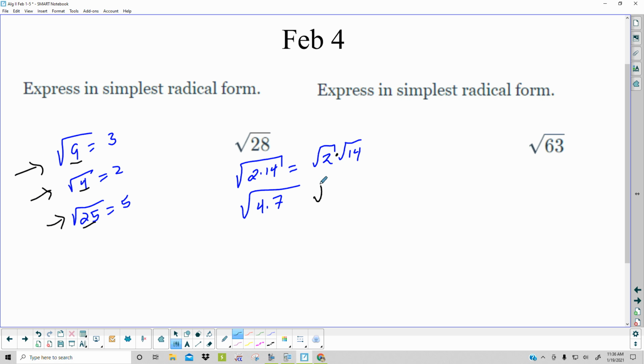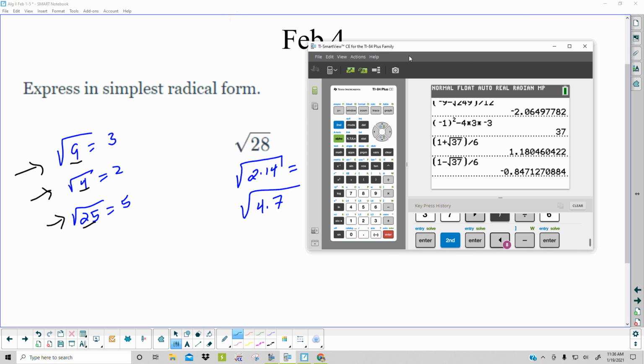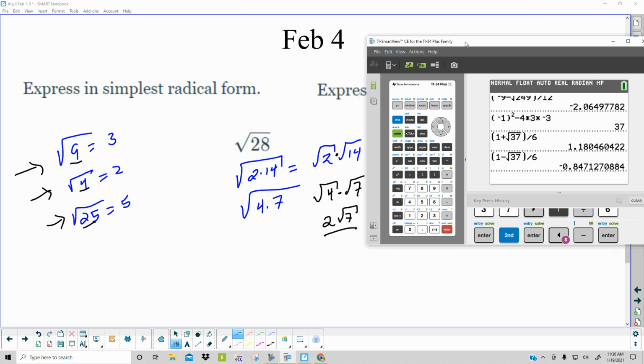But this one, square root of 4 times the square root of 7, the square root of 4 you know is 2. 2 times the square root of 7. That's your answer. Now, trust is good, but it's good to see it, okay? So let me show you that this is legal, that you can break it apart.